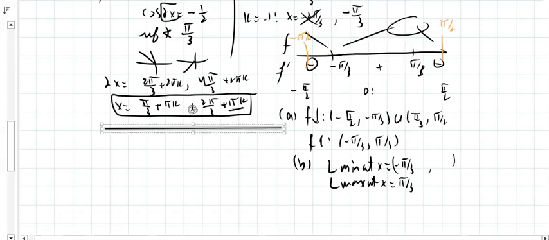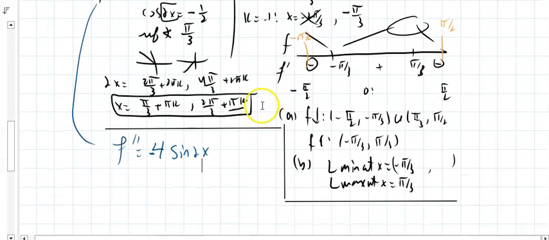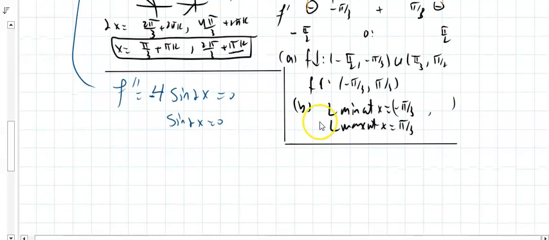Now for the second derivative test, I need to take a derivative of this. If I take a second derivative, that will be 0. Derivative of cosine is negative the sine of 2x times 2, and there's a 2 up front, so that's negative 4 the sine of 2x altogether. And if I set that equal to 0, that's when the sine of 2x equals 0, and the same game is played.